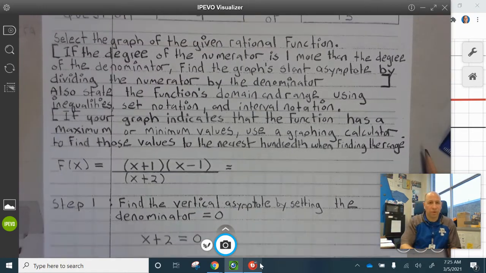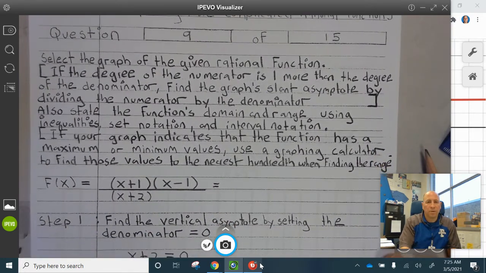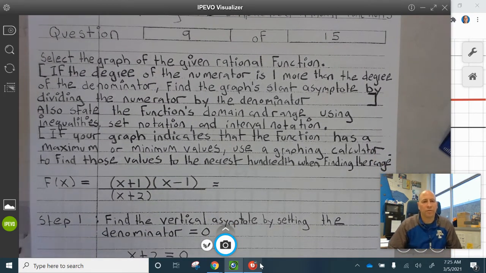All right. Question number 9. Select the graph of the given rational function if the degree of the numerator is 1 more than the degree of the denominator. Find the graph's slant asymptote by dividing the numerator by the denominator. Also state the function's domain and range using inequality, set notation, and interval notation. If your graph indicates the function has a maximum or minimum values, use a graph and calculator to find the values to the nearest hundredth when finding the range.